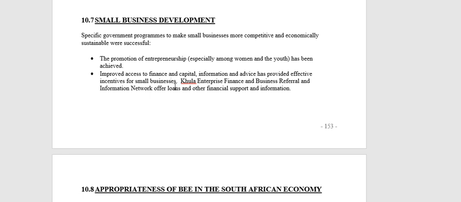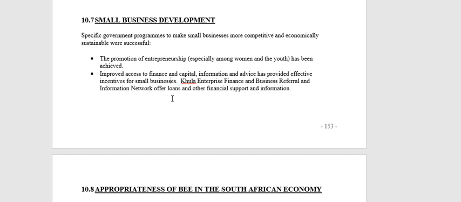Then there's been improved access to finance and capital, information and advice. Remember, I said that a huge constraint to people wanting to open businesses is financing. Sometimes they want to be an entrepreneur, they want to start their own business, but they don't necessarily have access to financing. And that has been addressed, specifically for smaller businesses. We spoke about Kula Enterprise Finance, business referral, the information network. There are a lot of institutions that these entrepreneurs can approach for financial support.